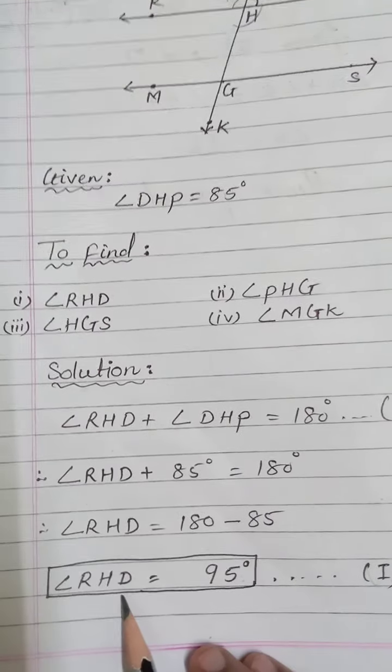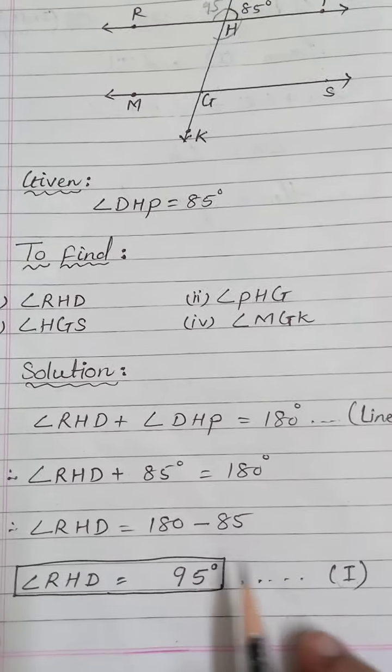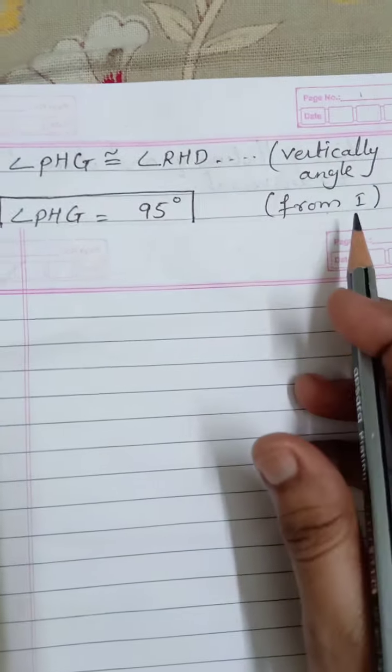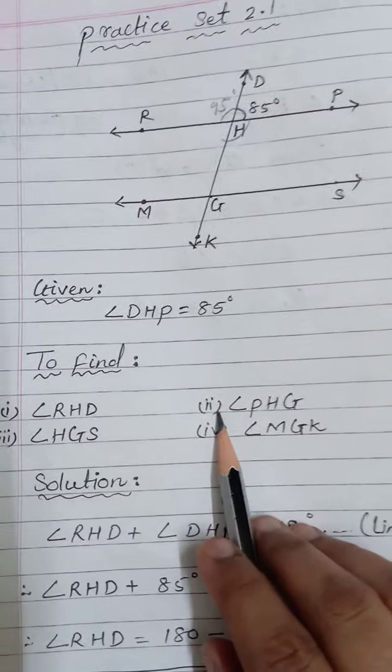Now the value of this RHD, already we know it is 95 degree, and we have given it equation 1. So from equation 1 we are taking here 95 degree. So we have to mention here from 1. So we have got PHG also. Here we have completed our second sub question.